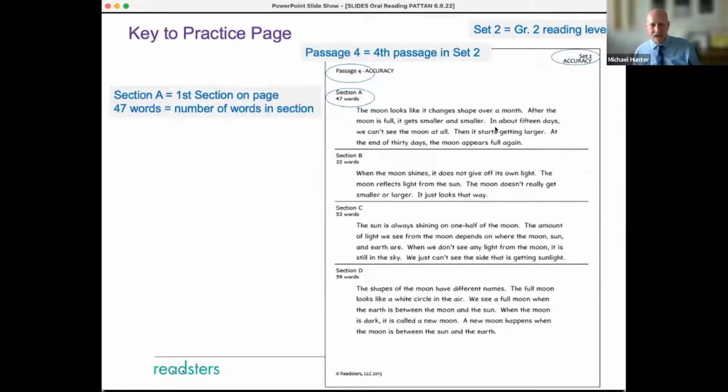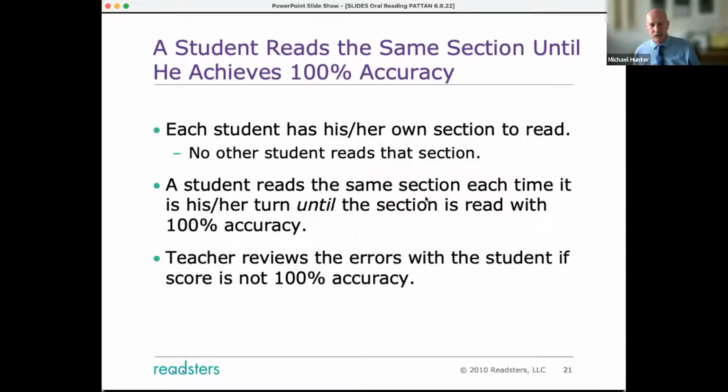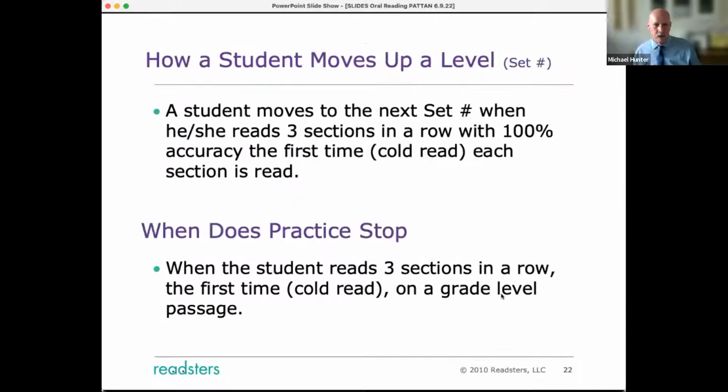Once a student has gotten 100% accuracy on a section, they will never read it again, and nobody else will read it. They will move on to another passage in the same set level, to try to get 100% accuracy on their first turn. That's the goal, to read the section 100% accurately on the first turn. And this is something different than most accuracy or most fluency programs. It's one of the big differences.